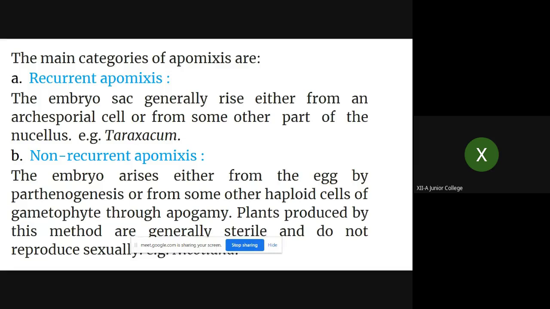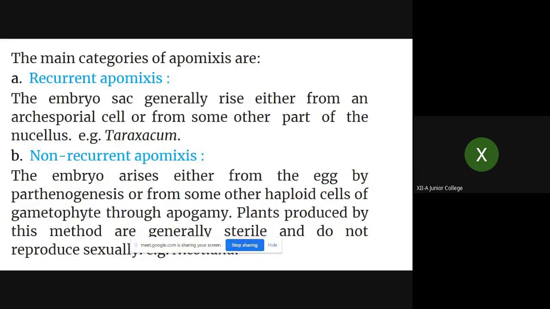The embryo arises either from the egg by parthenogenesis or from some other haploid cells of the gametophyte through apogamy. Plants produced by this method are generally sterile and do not reproduce sexually. Remember this point. So, this is the difference. In case of recurrent apomixis, the embryo is developed from the archesporial cell and from some other part of the nucellus. And you know, in the nucellus all cells are diploid in nature. So that's why this is recurrent apomixis.